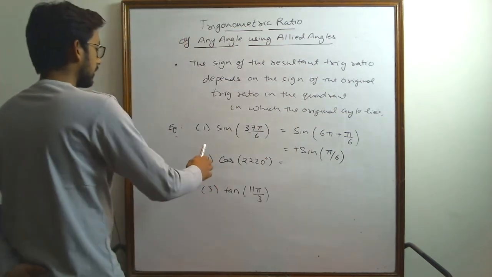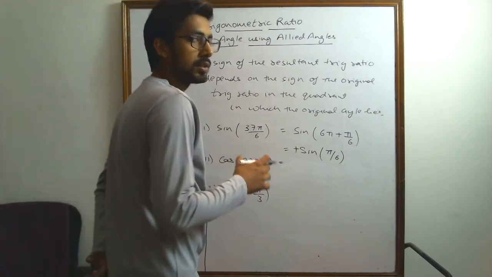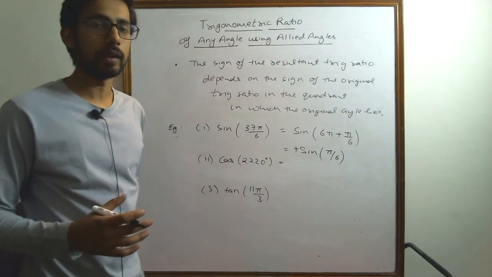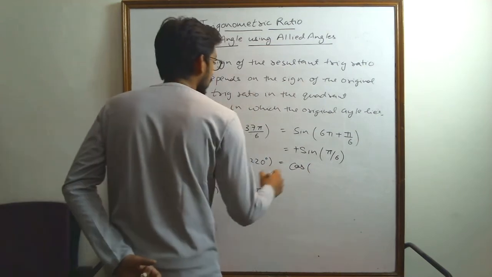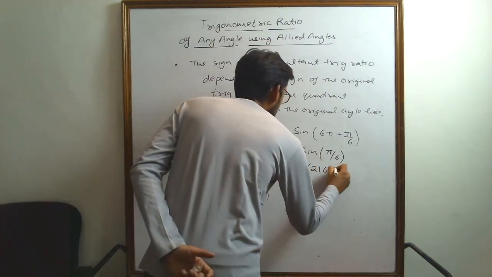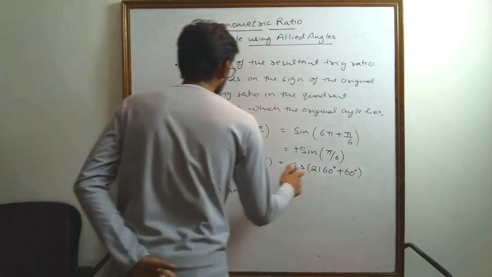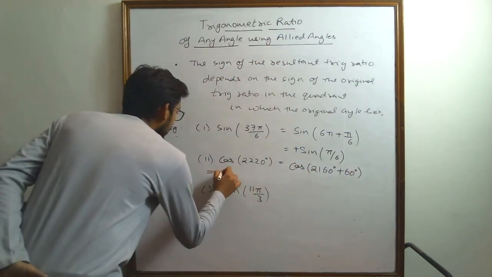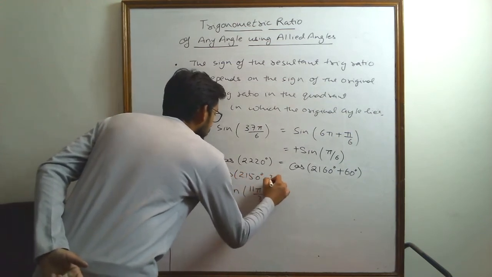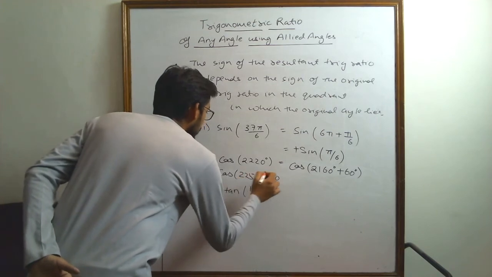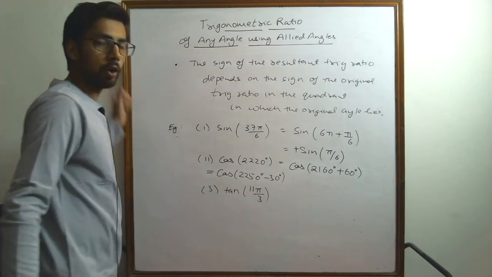Now let's look at the second example, cos of 2220 degrees. First we will change this angle to a form of an allied angle. So it can be written as cos of 2160 degrees plus 60 degrees. This is a multiple of pi. Or it can also be written as cos of 2250 degrees minus 30 degrees, where this angle is an odd multiple of pi by 2.